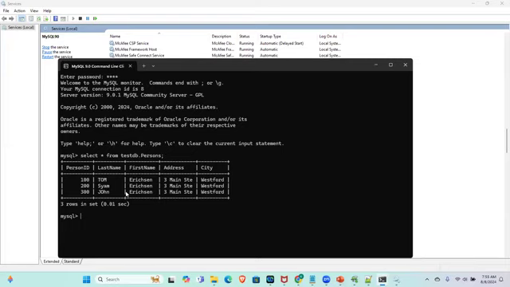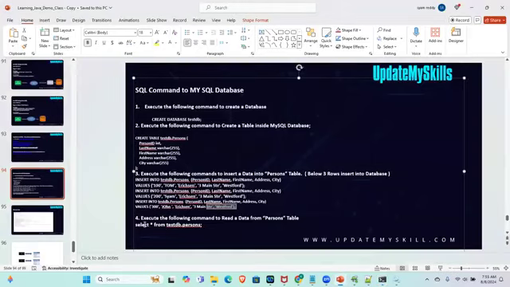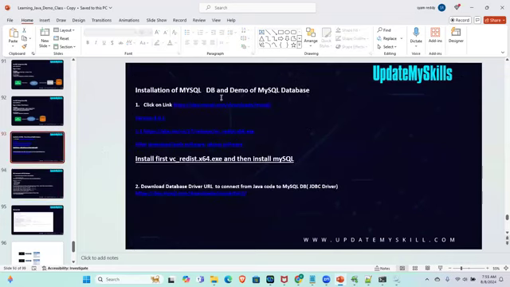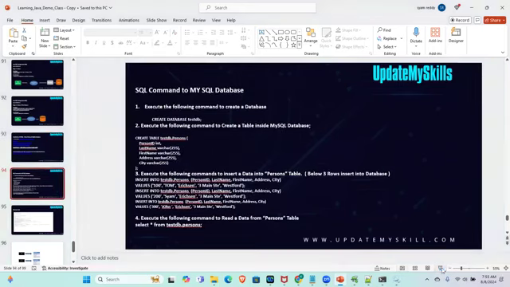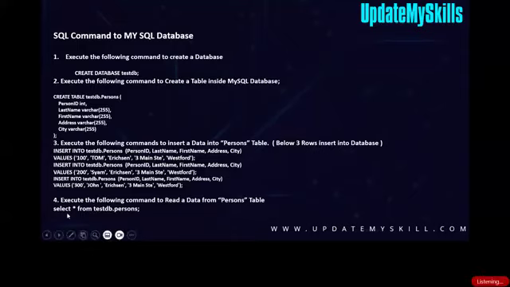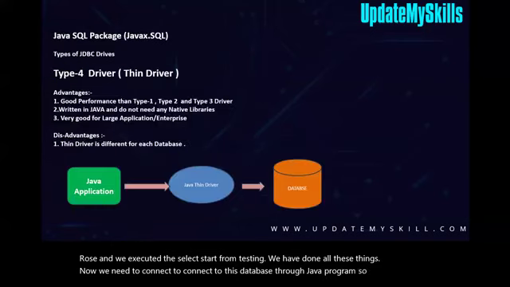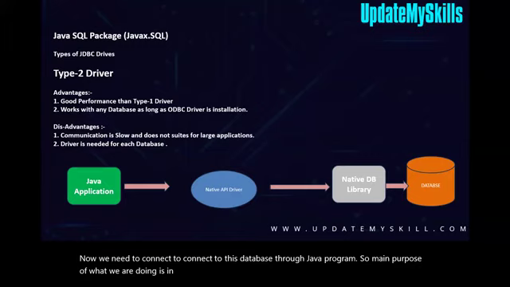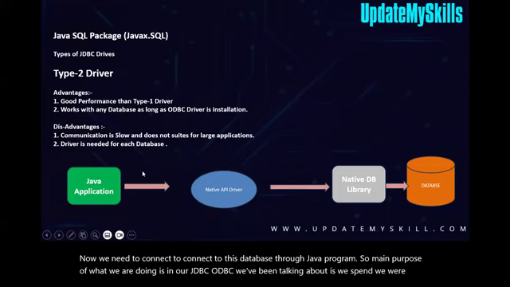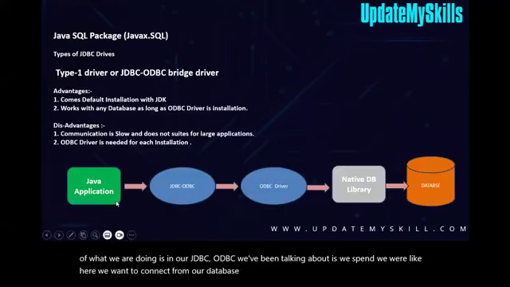So what we did so far is we have installed a MySQL database, inserted some rows, and executed the select star from testDB. We have done all these things. Now we need to connect to this database through a Java program. The main purpose of what we have been talking about in JDBC and ODBC is that we want to connect from our application to the database through drivers.